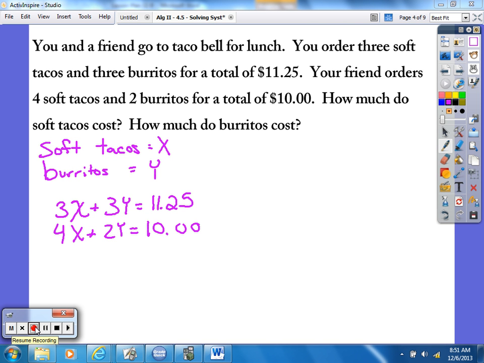So if you take a look up here, I have my 2 variables. I decided to use x and y. And the only reason I decided to use x and y is the soft tacos to me began with the letter S, and burritos, the letter B. B doesn't really matter so much because I don't see any 6's in there. But S to me looks a lot like a 5. So I noticed you actually used the letter T, didn't you? That works. That's fine. You can use different letters. So I used X, I used Y.